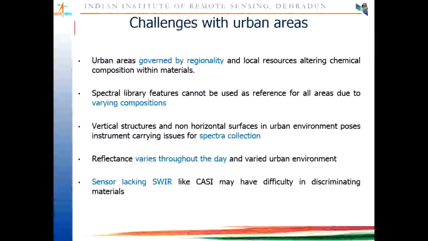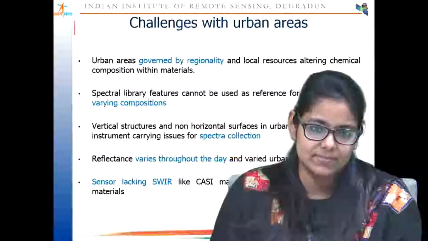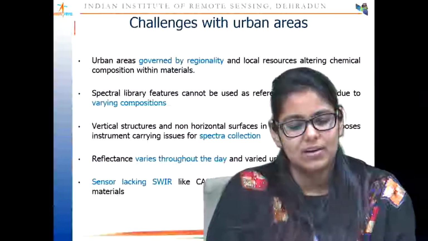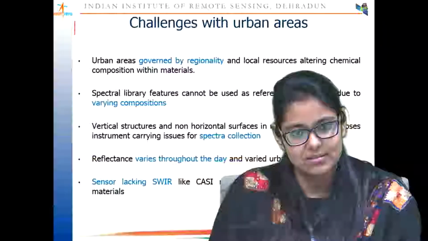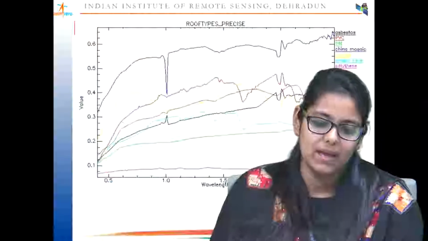Yes, so if you wish to say that I want to understand the horizontal surface, it becomes difficult. Reflectance varies throughout the day, so a rule of thumb also says that you should always measure the spectra when the sun is held high at 90 degrees. So something around 11 to 3 p.m. would be sufficient for you to take the spectra. Anything beyond that will vary the sunlight and the zone, and it will become difficult for you.